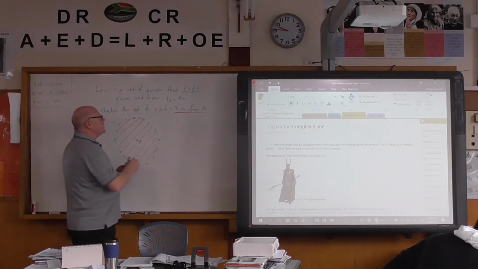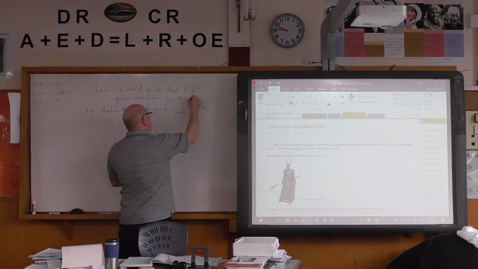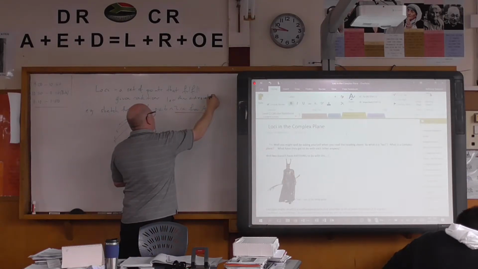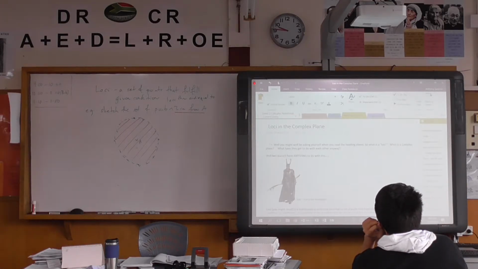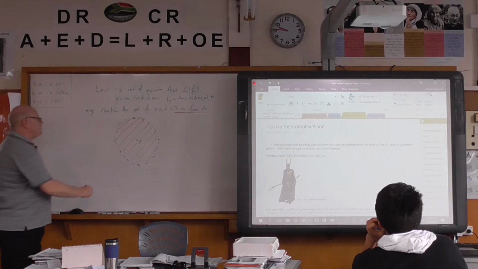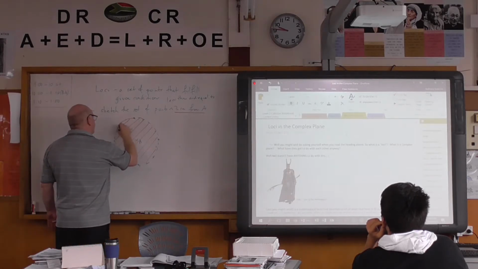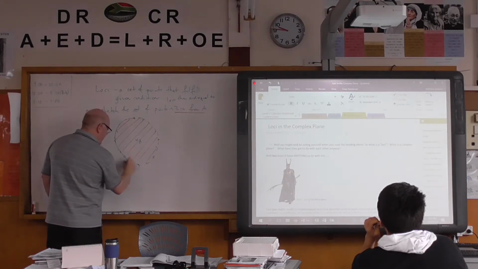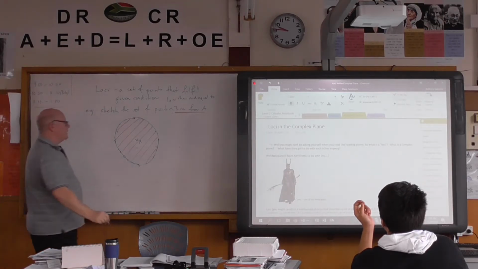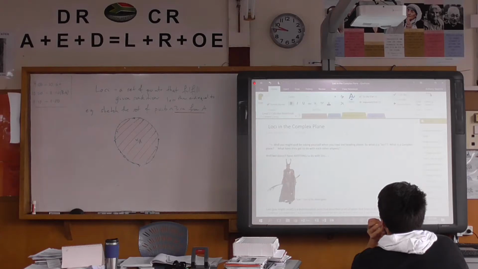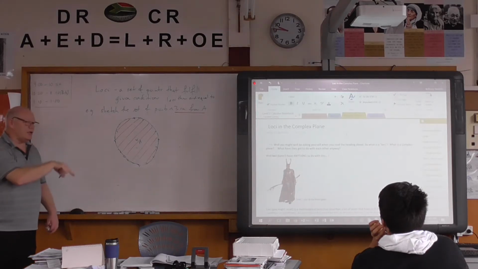So if I said sketch the set of points less than or equal to 3 centimetres from A, what would we include now? The circle, so we'd have to draw that solid. Okay, so there's a difference between the dashed circumference there and a solid line.